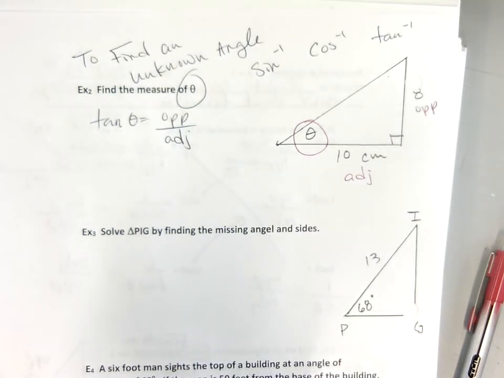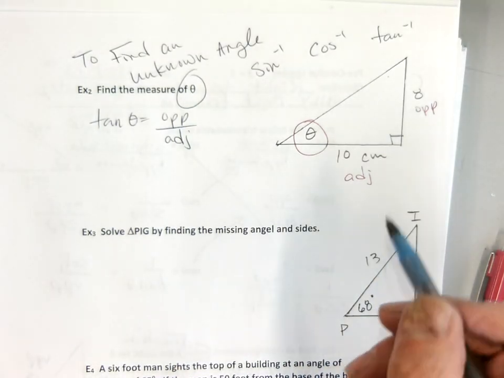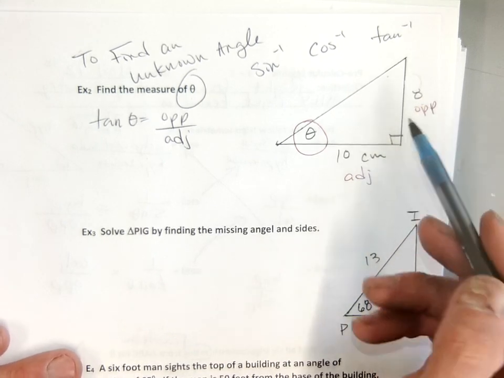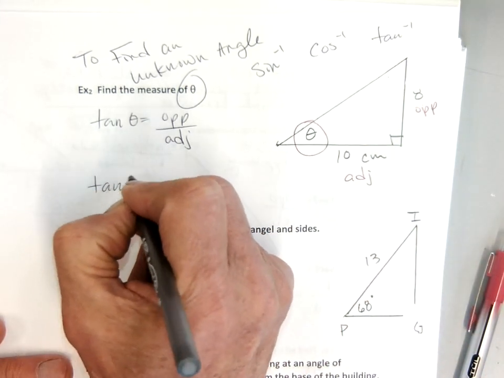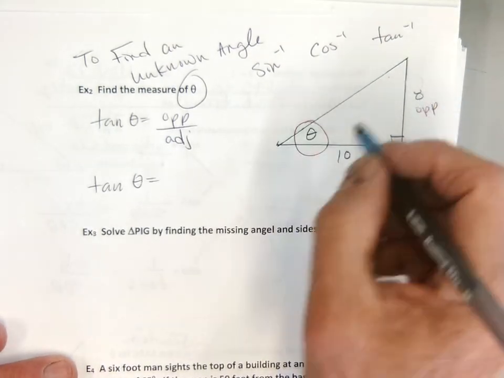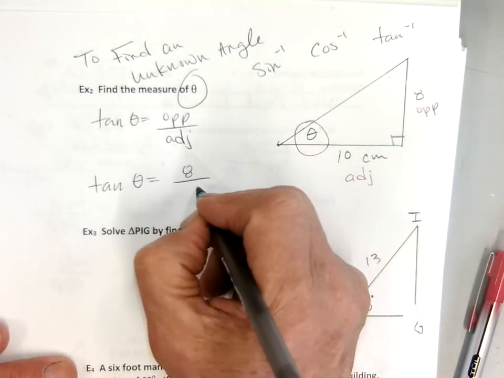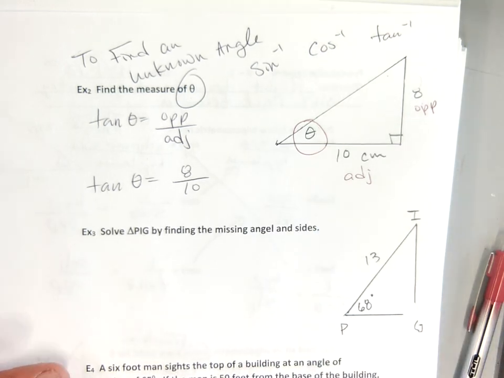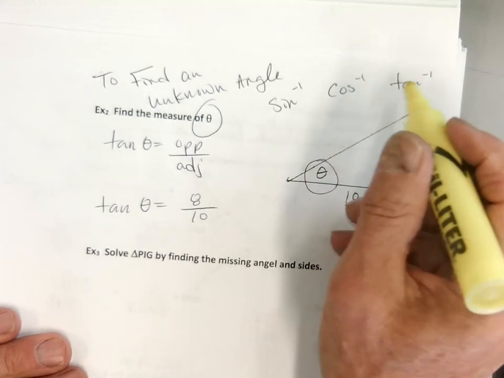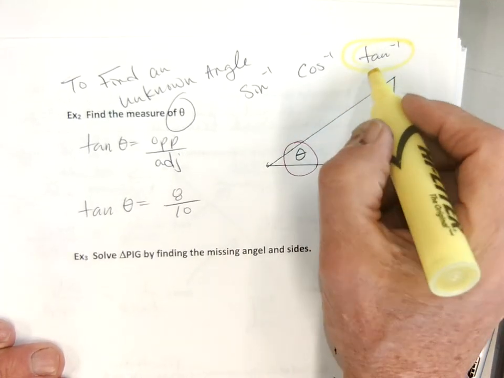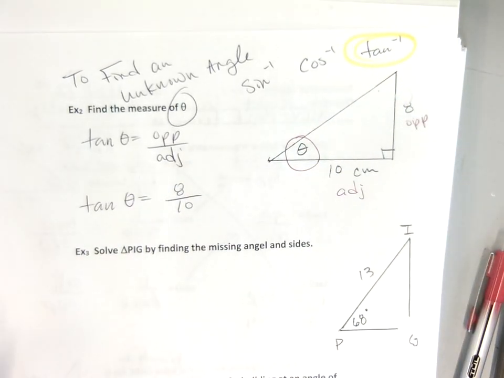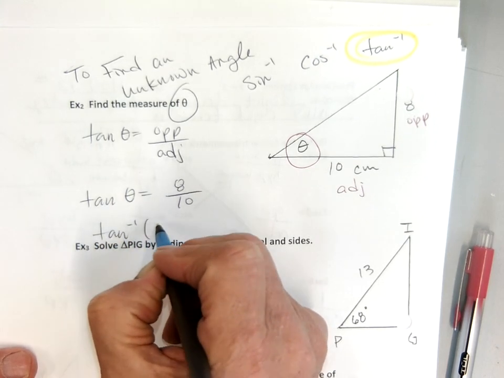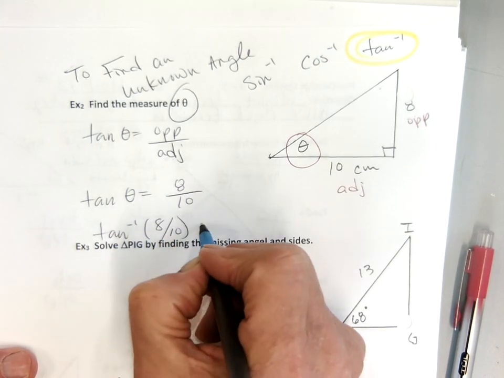All right. So let's put some numbers in. The opposite is 8, and the adjacent is 10. So tangent of theta is equal to 8 over 10, right? Now I'm going to use the inverse button. So I'm going to rewrite this as tangent inverse of 8 divided by 10 equals theta.